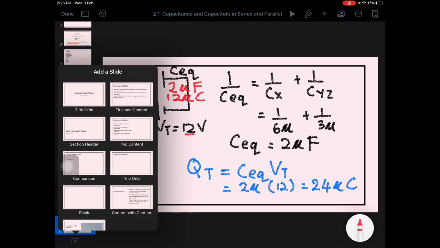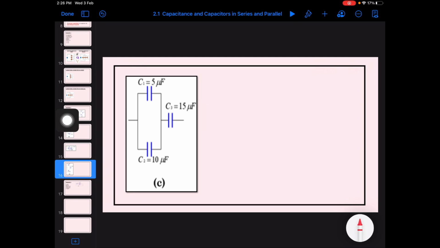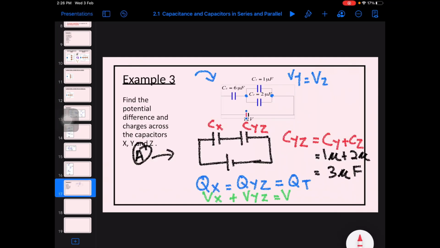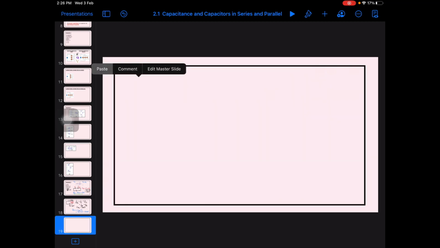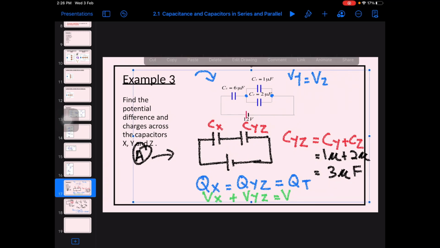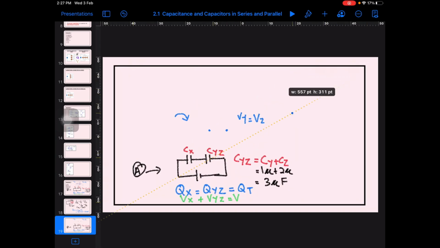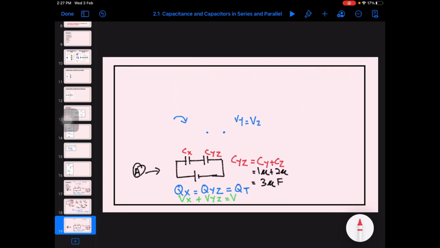We need to find the voltage. We need to find the potential difference across X, Y and Z. Let's take back the simplified diagram from earlier and copy and paste it here.